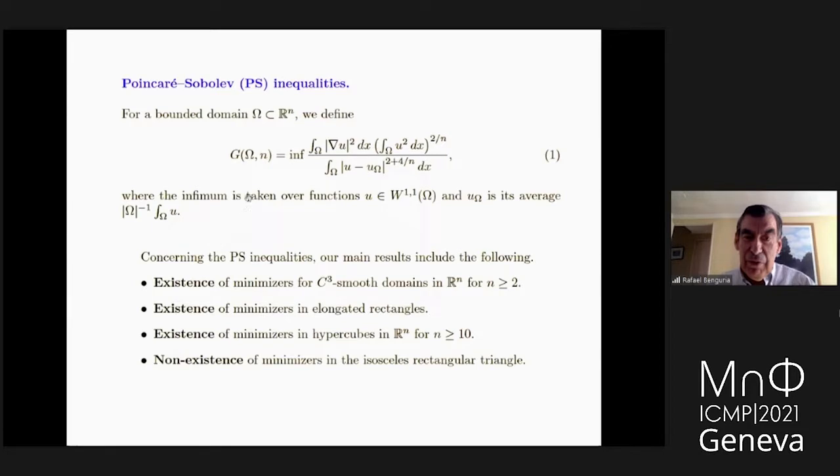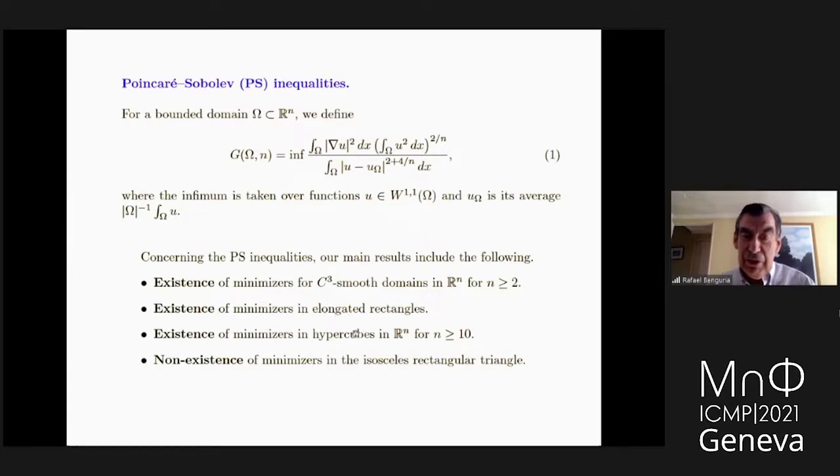If the domain omega, which is a bounded domain in R^n, is smooth enough, and smooth enough for us is C^3, then we have existence of minimizers of this quotient. Also, in the case when the domain is not sufficiently smooth, a particular example is elongated rectangles. If the rectangles are sufficiently elongated, and I will say what that means, then we have existence of minimizers. This is in dimension two for elongated rectangles.